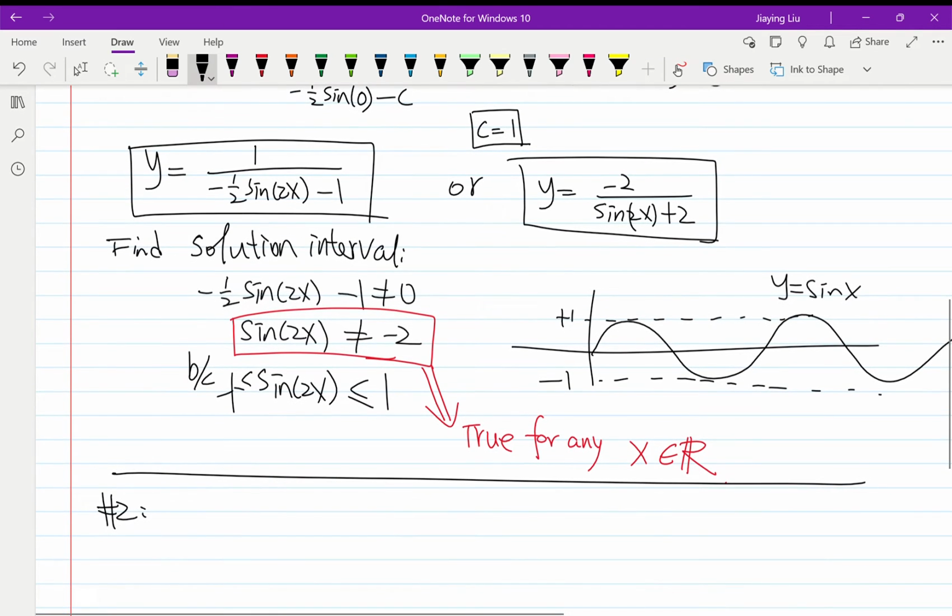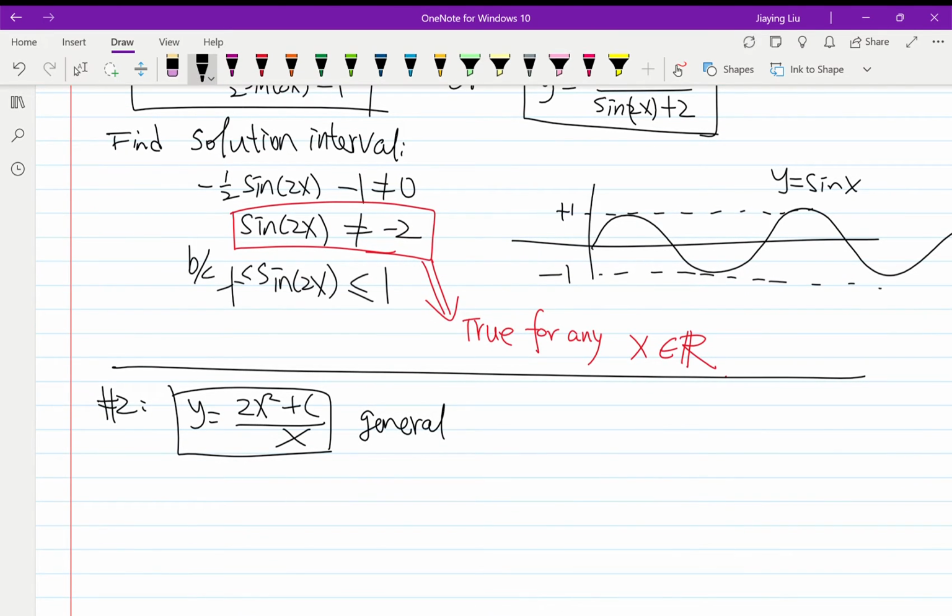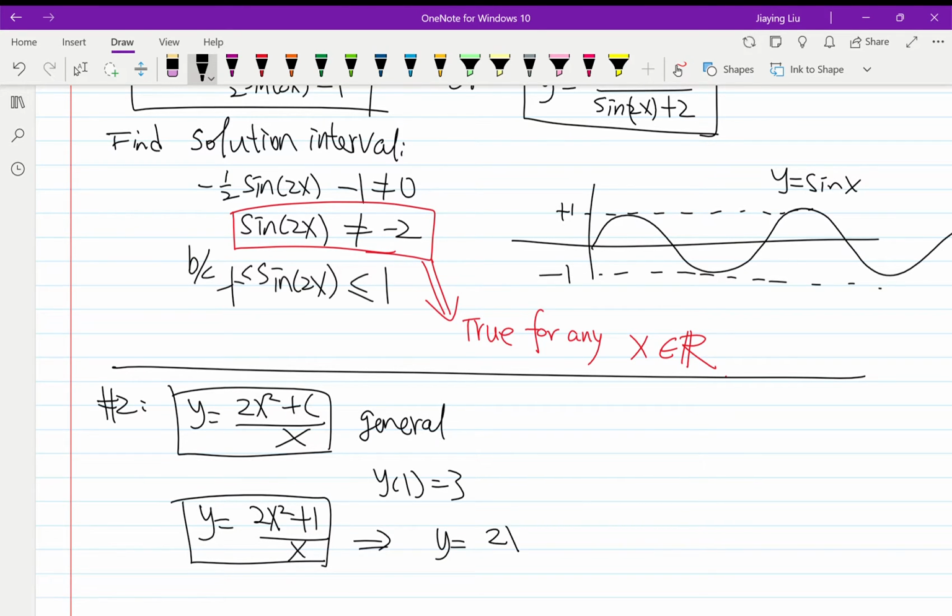So number 2, suppose we did everything correctly. At the end, we're going to end up with the general solution, y equals 2x squared plus c over x. This is the general solution. And then if we take the initial condition given, y of 1 equals 3, put in there, we can solve for c, which is 1, and then the specific solution is going to be 2x squared plus 1 over x. Perhaps you rewrite this as y equals 2x plus 1 over x, right? Either form is fine.